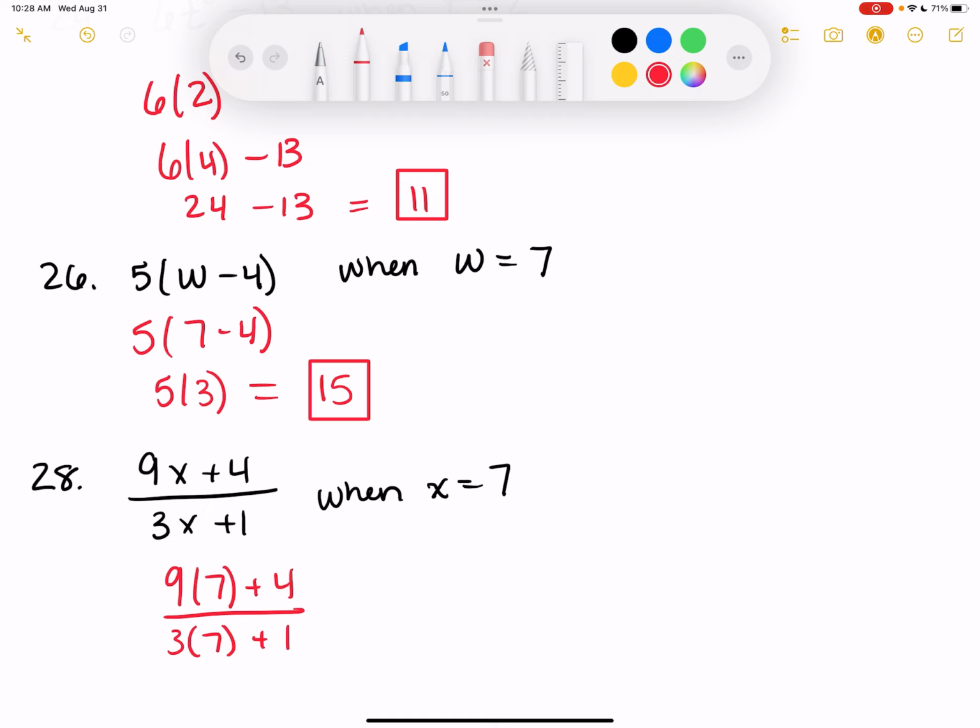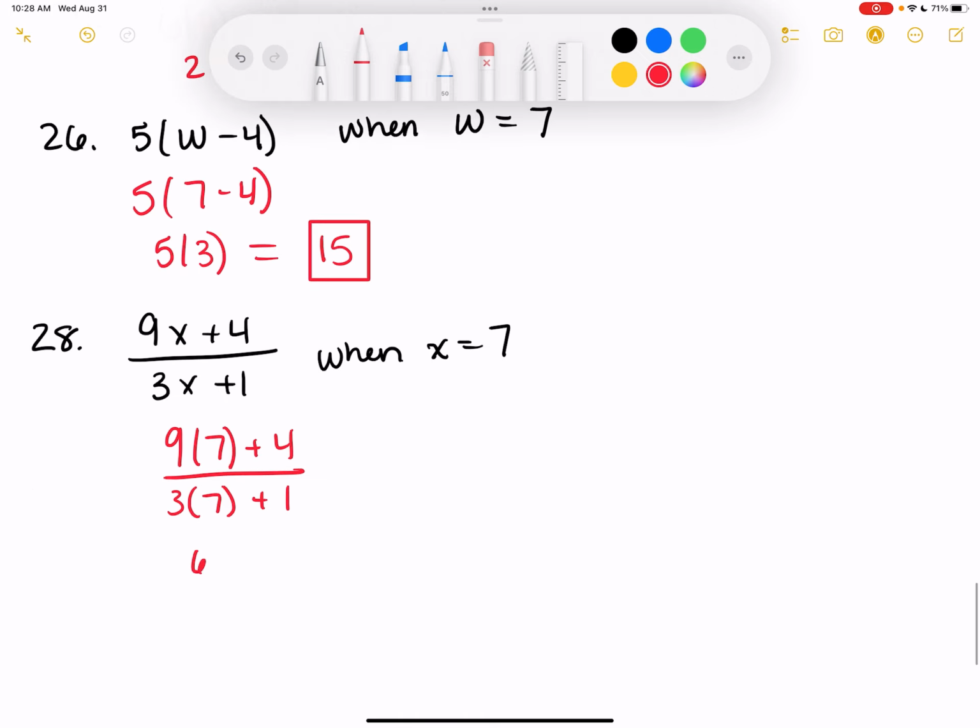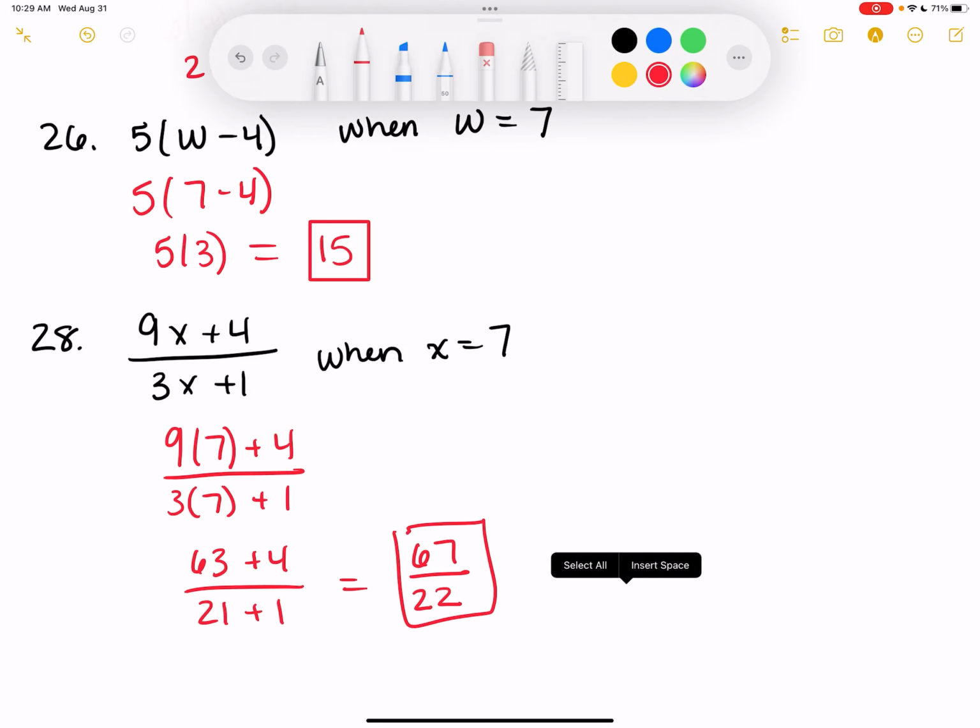So on top, I have 9 times 7, so that's going to be 63 plus 4 over 21 plus 1. And that's going to be 67 over 22. And you can just leave it like that. You don't need to change it or whatever. You can just leave it.